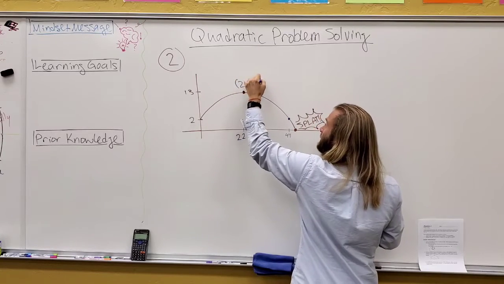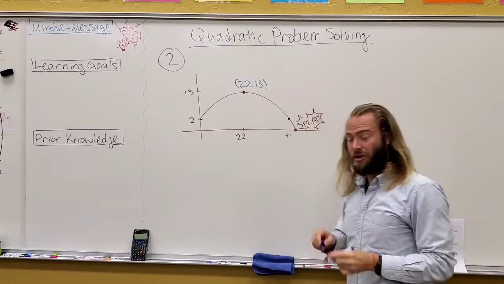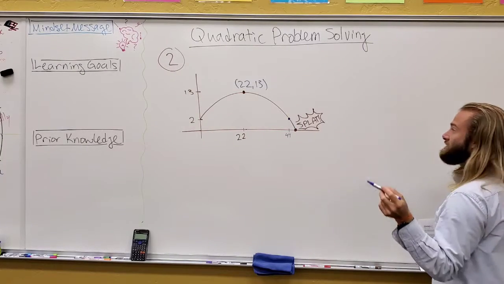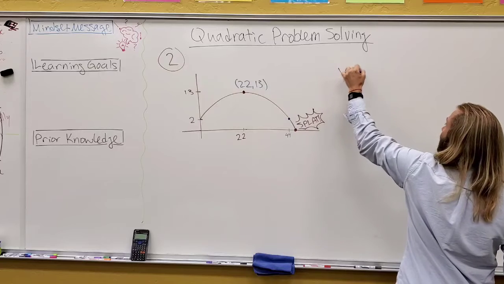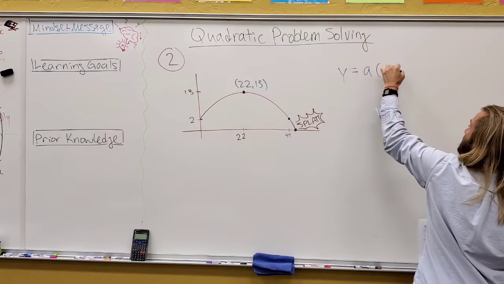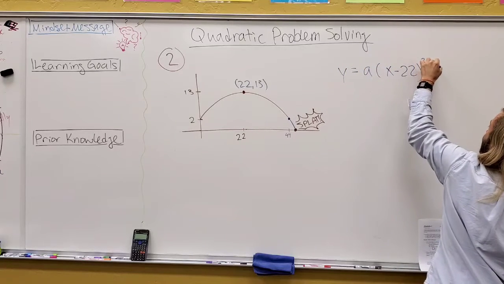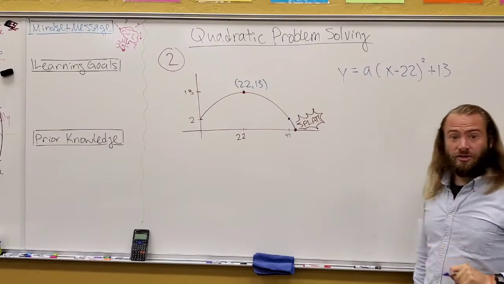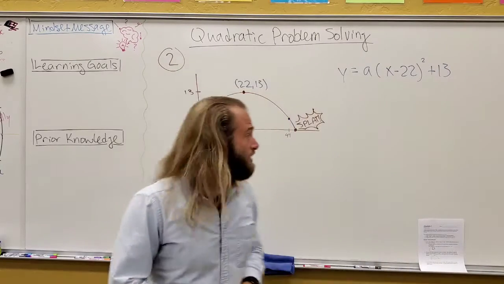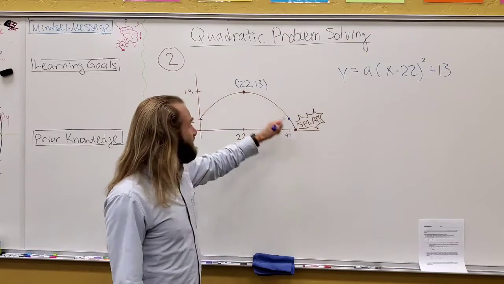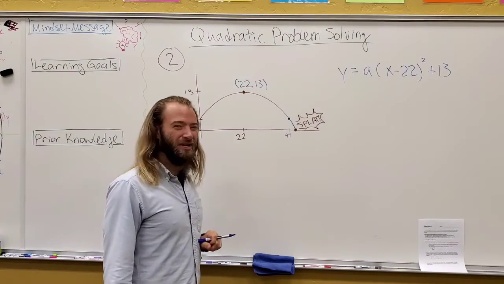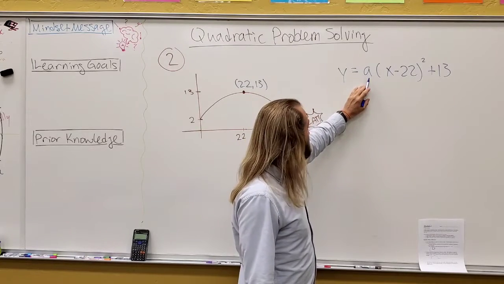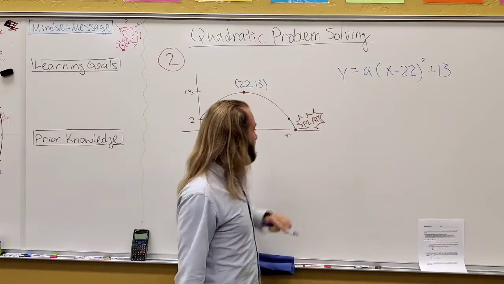22, 13 is the highest point, right? So it's probably fairly easy to see here that we know y equals a times x minus 22 squared plus 13 is going to be the setup for a formula or a function to represent this path. The only problem right now is we don't know this a value, so we're going to have to do a little bit of work right now.